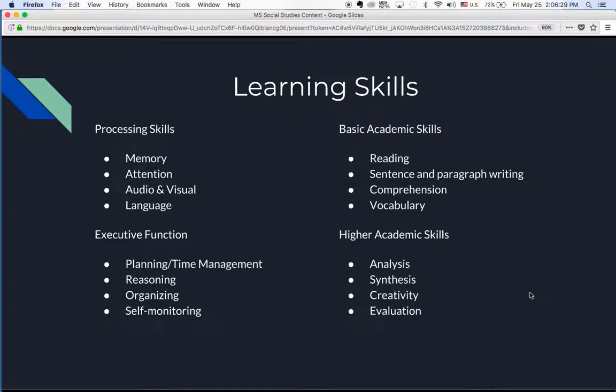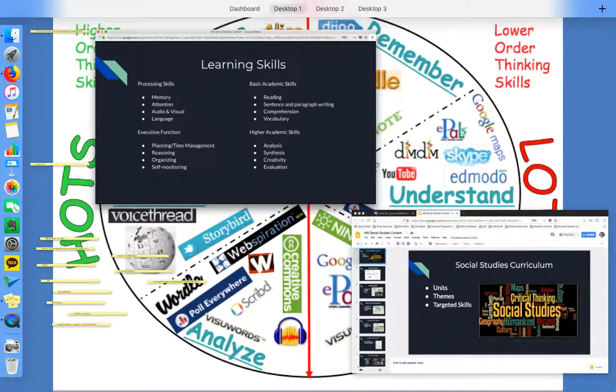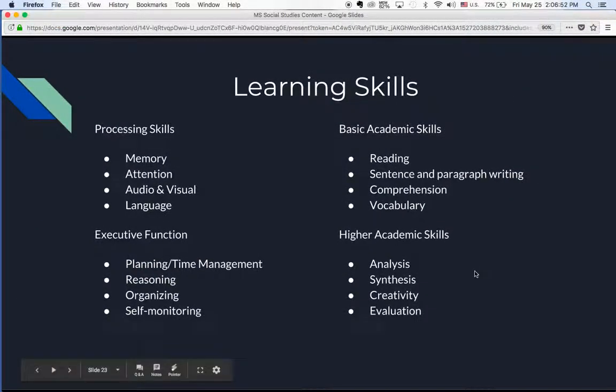Now, as far as those skills that I mentioned at the beginning of the video, there are four major areas that we focus on: processing skills, executive function, basic academic skills, and higher academic skills. And as you can see, all the different units that we have, we could replace them with other units and other topics, and we would still focus on these skills. These are the skills that students will need as they move on through school and through life, right? We don't teach school so they can be good at school, but so they can be productive people. And as you look at these, it's really hard to argue the validity for any of these.